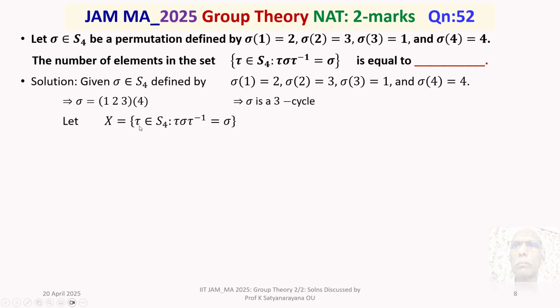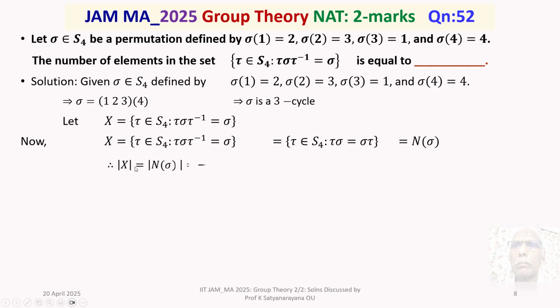Let capital X be the set of all tau belonging to S4 such that tau sigma tau inverse is equal to sigma. X can be seen as the set of all tau belonging to S4 such that tau sigma is equal to sigma tau. That means all those permutations which commute with sigma are in X. Right. That means it is the normalizer of sigma, and we want to find the order of X, that is the order of N of sigma.